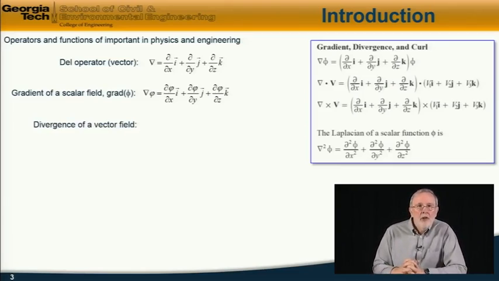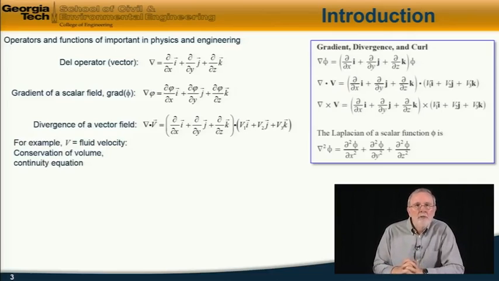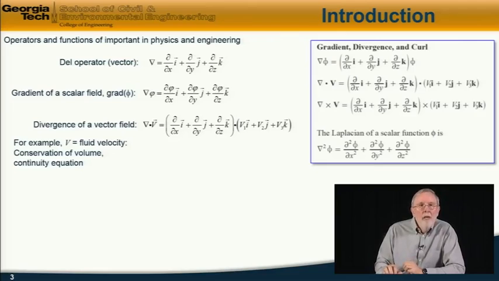Next, we have the divergence of a vector field, and the divergence of a vector field is defined as the dot product between the del operator and the vector field itself, as written out here. And this has applications, for example, in fluid mechanics. If the vector field v is the fluid velocity, then the divergence of the velocity field becomes the continuity equation. The divergence of the velocity field is equal to 0, which is an equation for conservation of volume in an incompressible fluid.